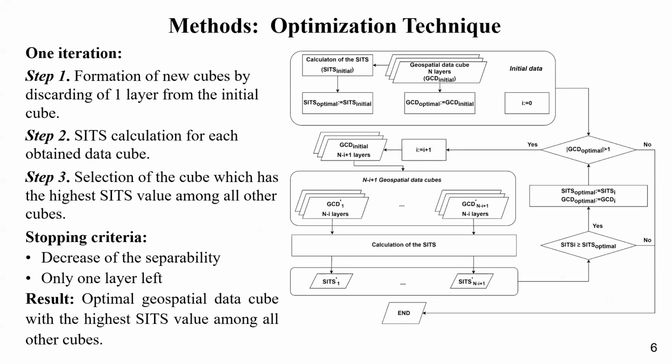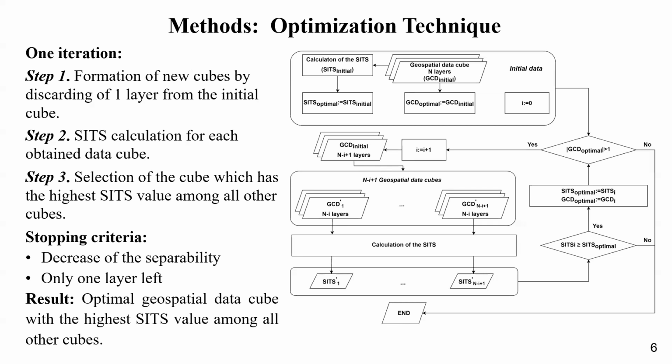And on this slide, the algorithm of the developed optimization technique of the geospatial data cube is presented. This algorithm is an iterative procedure. Each iteration contains 3 steps. Step number 1, formation of new cubes by discarding of one layer from the initial cube. It means that if the input data cube has n layers, then it will be decomposed into n cubes with n minus 1 layers. And step number 2. This step implies calculation of separability index for each obtained data cube. The last step is the selection of the cube which has the highest SIDS value among all other cubes. Then the next iteration will use the obtained cube instead of the initial one.